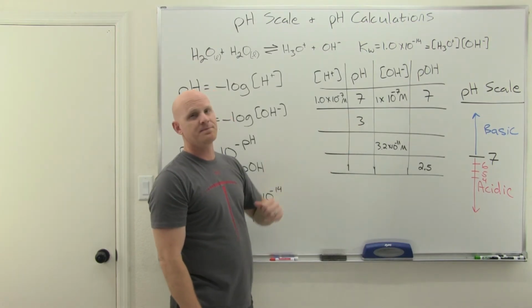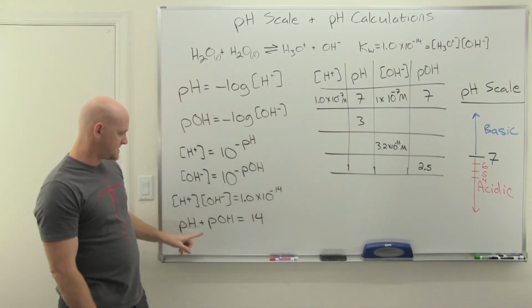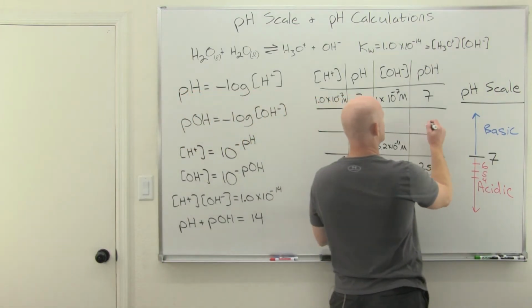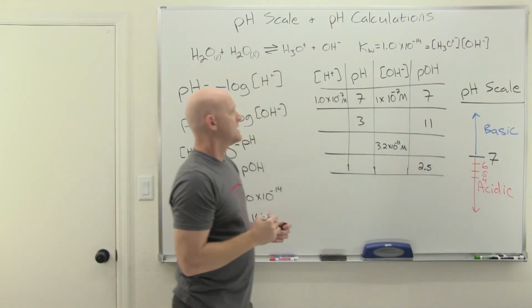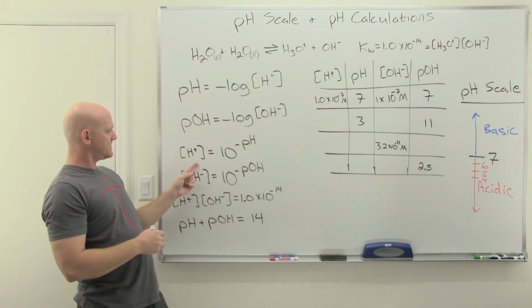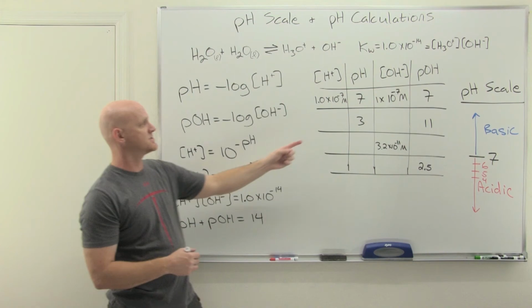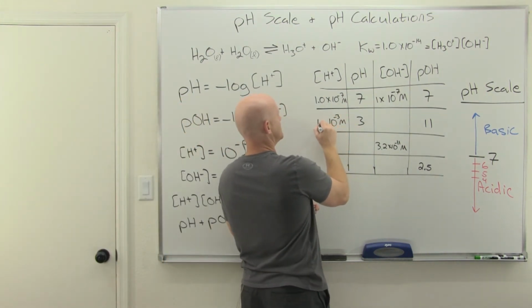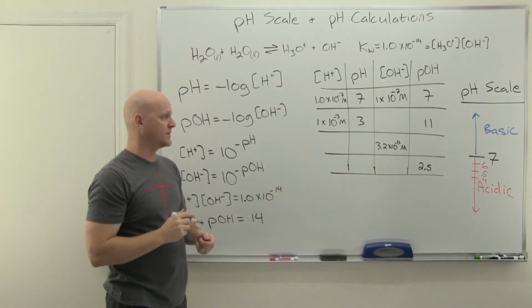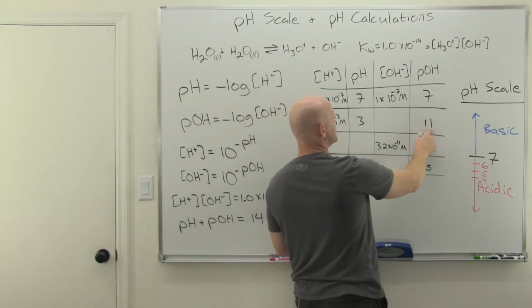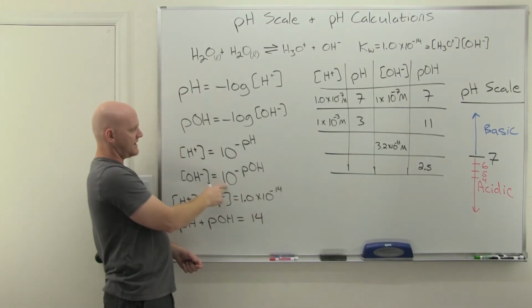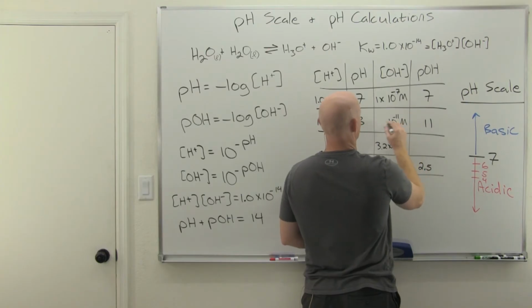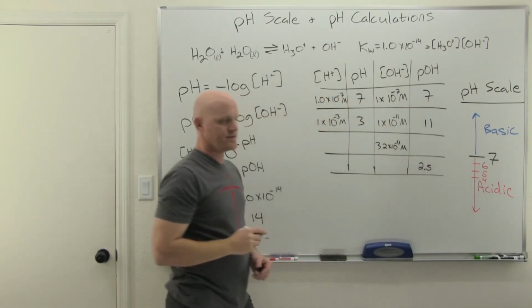So here I've got the pH, and if you know the pH, the easiest thing to get next is the pOH. Since they add up to 14, 14 minus 3 gets me a pOH of 11. And then if I want to get the H plus, the H plus is just 10 to the negative of whatever the pH is, so 10 to the negative 3 molar, which again is the same thing as 1 times 10 to the negative 3 molar. Same thing here: your pOH is 11, and so your hydroxide is 10 to the negative 11, which is the same thing as 1 times 10 to the negative 11.